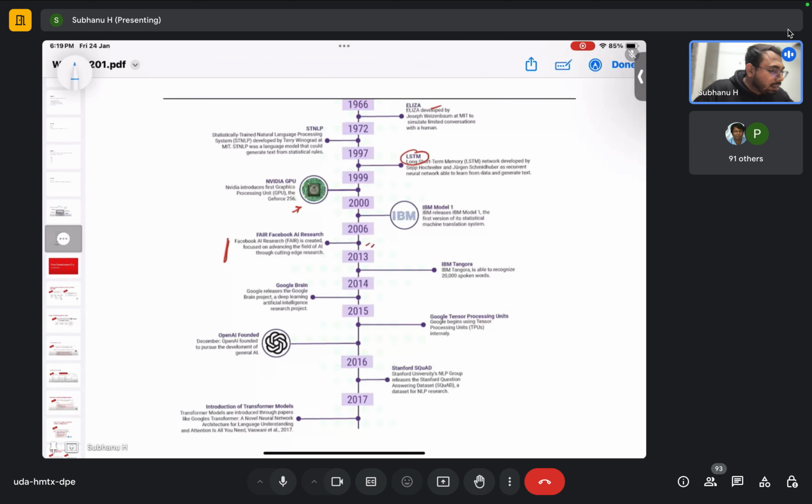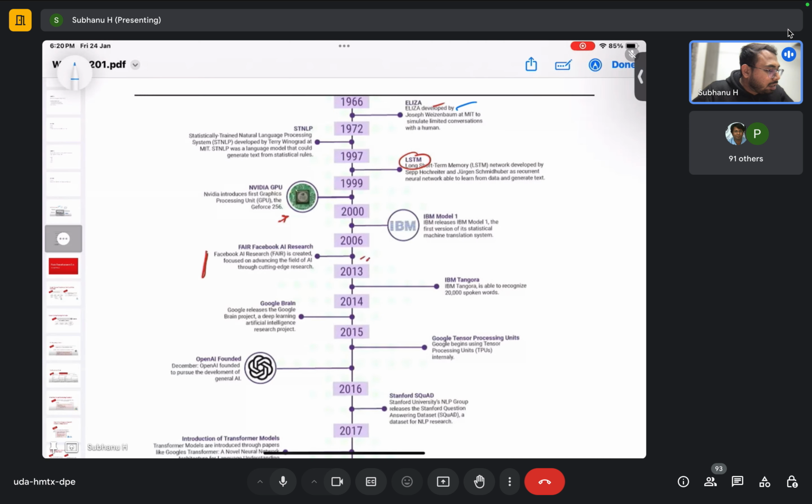You can see that in 1966 there was ELIZA, developed at MIT, just after we got independence. Then in 1972, and in 1997 our LSTM came. We have heard a lot about LSTM, CNN and RNN. They are not recent models, they are very old models. What researchers are doing is changing these models. So we have LSTM, then they implemented bidirectional LSTM, then LSTM with some changes to the gates.